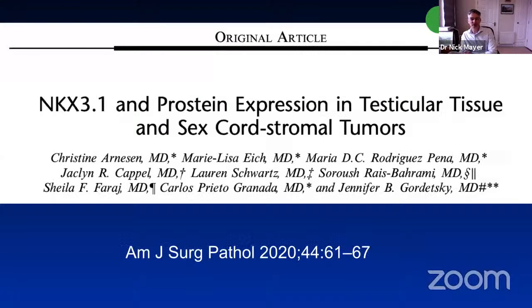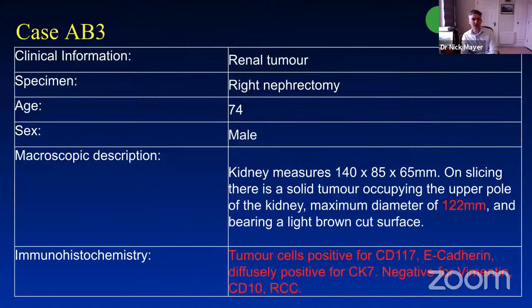And this is the paper I was alluding to, which was recently published in the American Journal, which documents staining of prosteins, so P501S and NKX3.1, in testis and sex cord stromal tumors. So it's worth a read if you are using NKX3.1. Right, on to number 3.